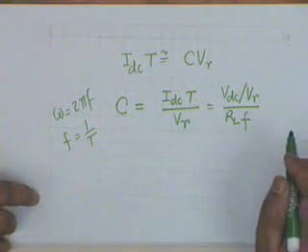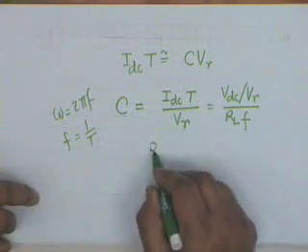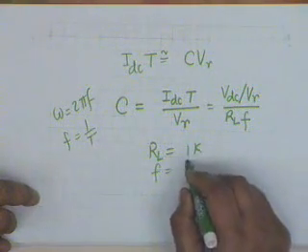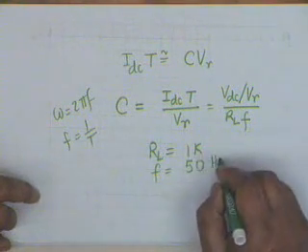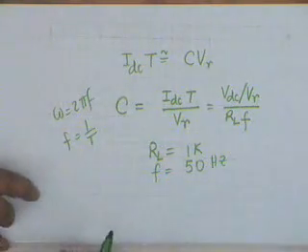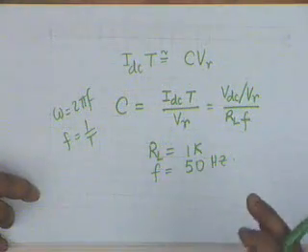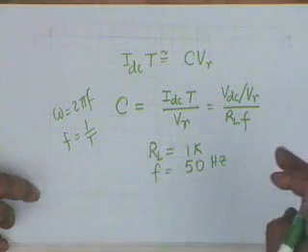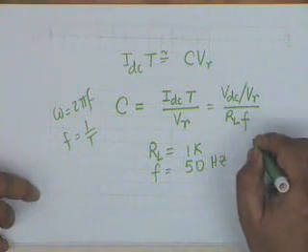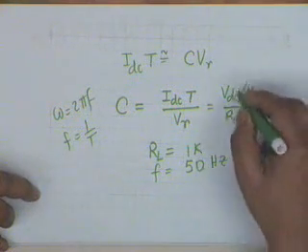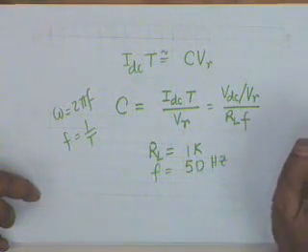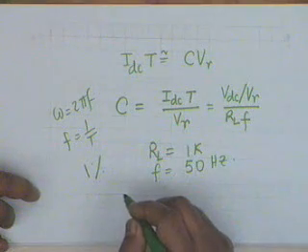Now suppose my RL is 1K. What is F? F is 50 hertz. And suppose I want a 1% ripple. What does 1% ripple mean? VR is 1% of VDC. Therefore, what would be VDC divided by VR? 100. VR by VDC is 0.01. If it is 1% ripple, alright.